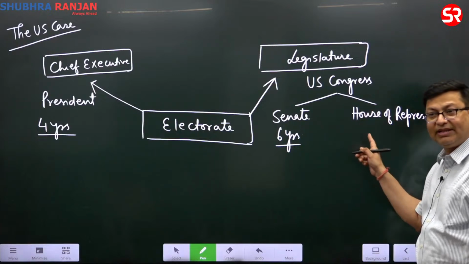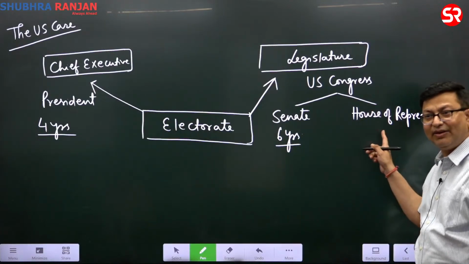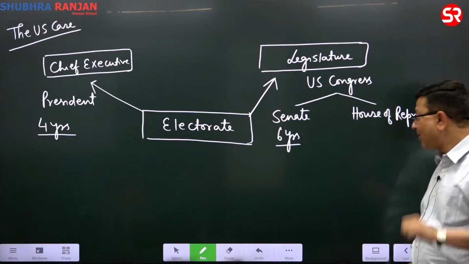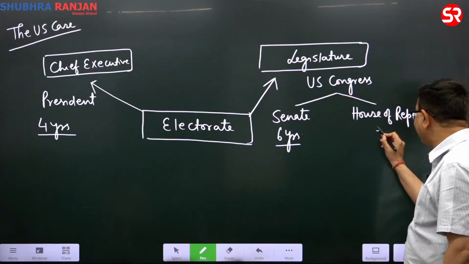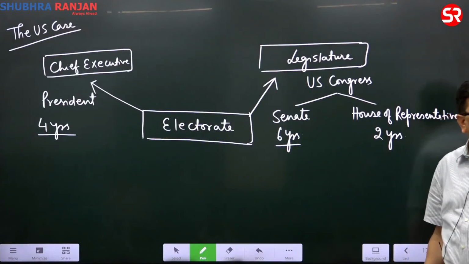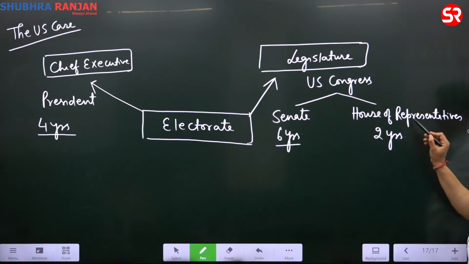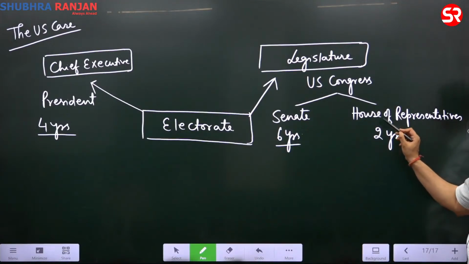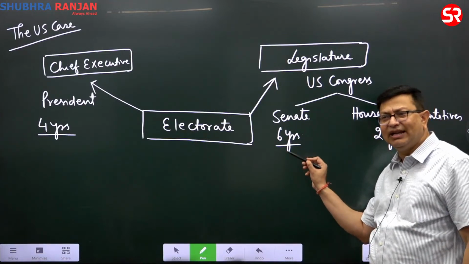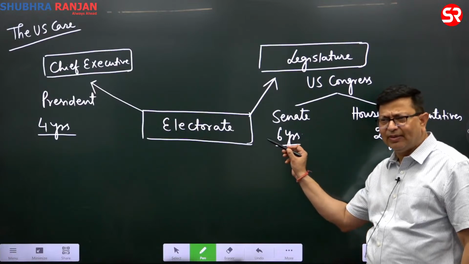The House of Representatives is just like our Lok Sabha. The term of our Lok Sabha is 5 years. The term of the House of Representatives is 2 years. So every 2 years, the people of America elect their representatives to the House of Representatives, just as we elect our representatives in the Lok Sabha every 5 years, and every 6 years the senators are elected. They are also directly elected by the people.